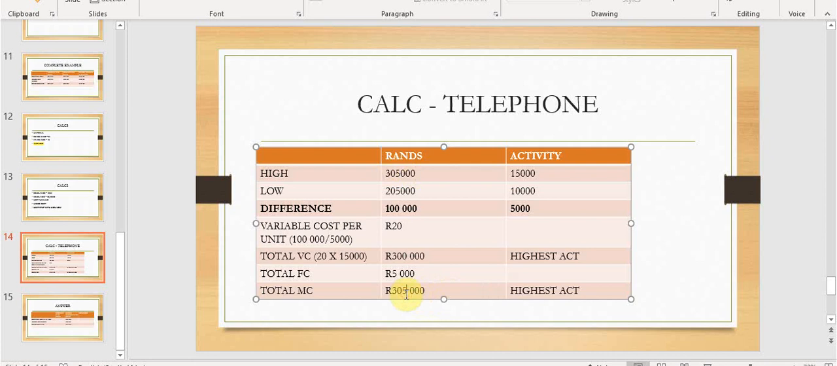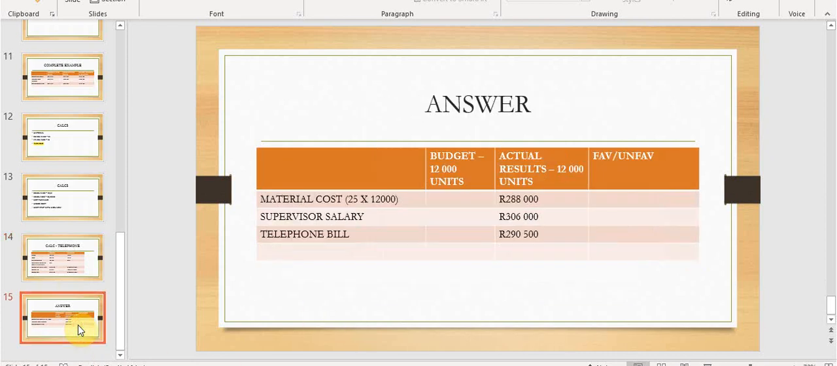So I am filling it in. And then, of course, total variable cost plus total fixed cost must give us total mixed cost. And therefore, the difference will be 305,000 minus 300,000, which gives us a total fixed cost of 5,000 Rand. This block works every time. All right. So what should your final answer now look like?